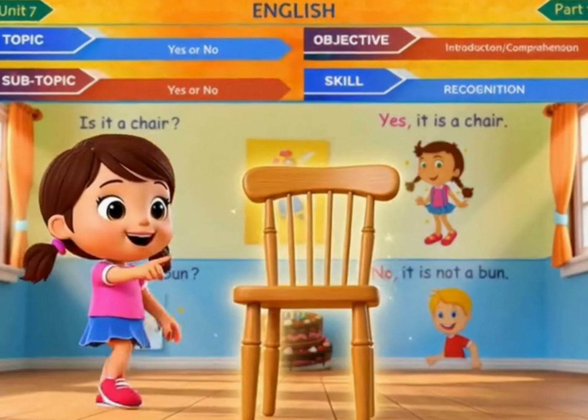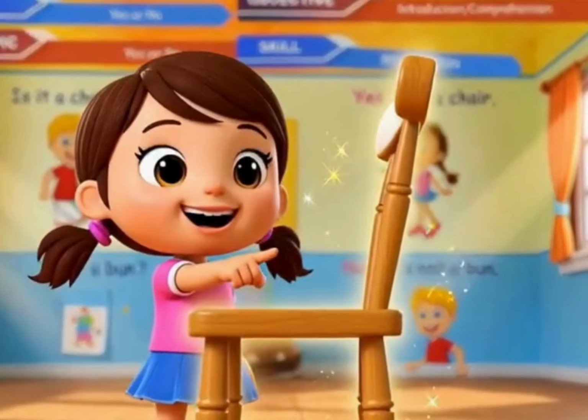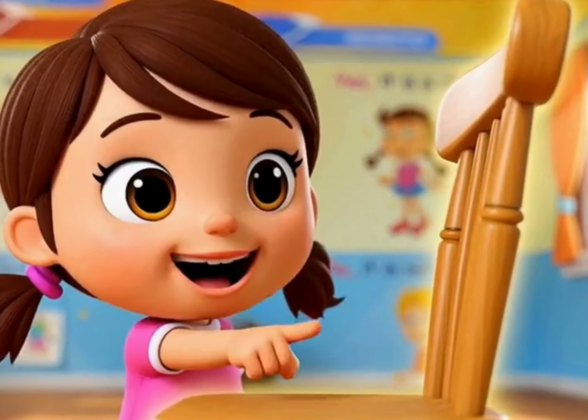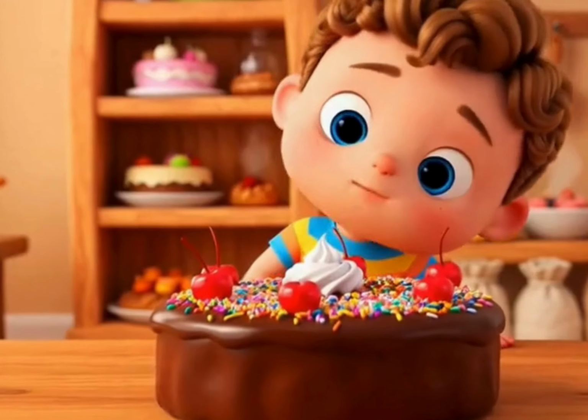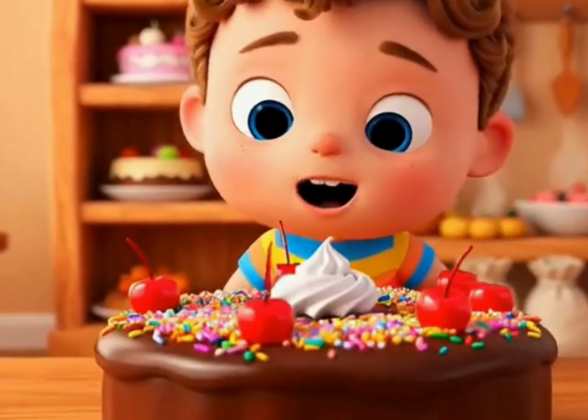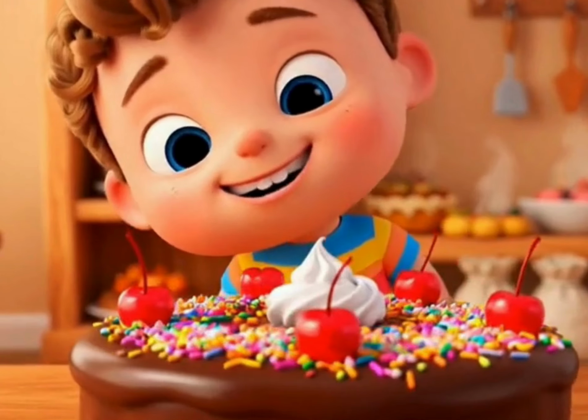Hello, friends. Is it a chair? Look carefully. Yes, it is a chair. Well done. Hello, friends. Is it a bun? Look again. No, it is not a bun. It is a cake.